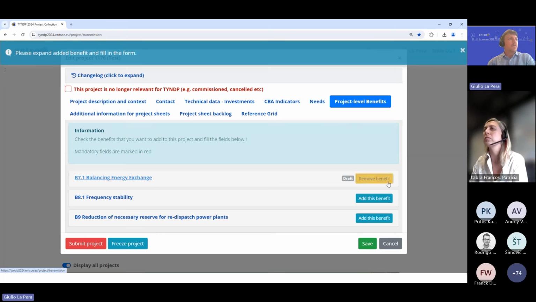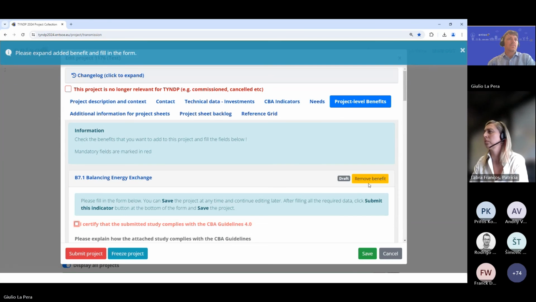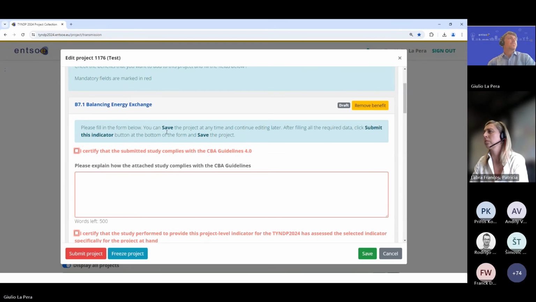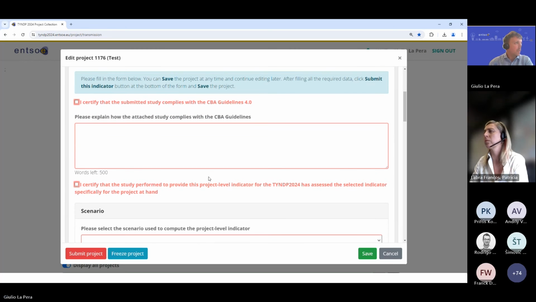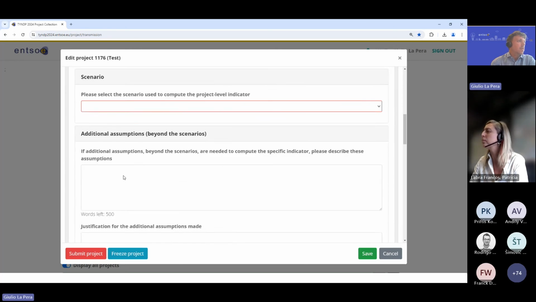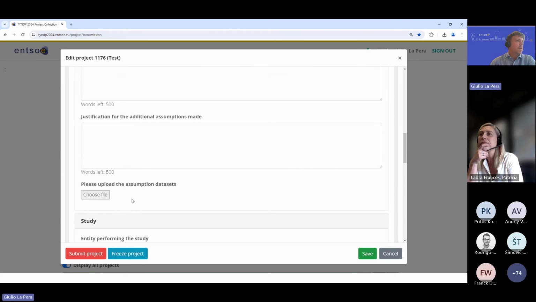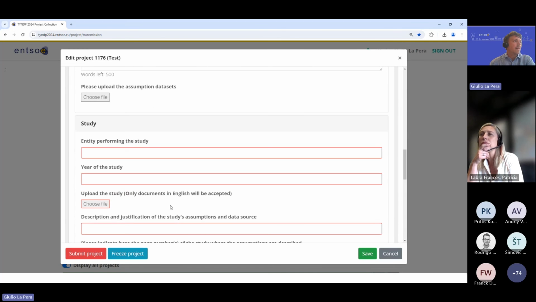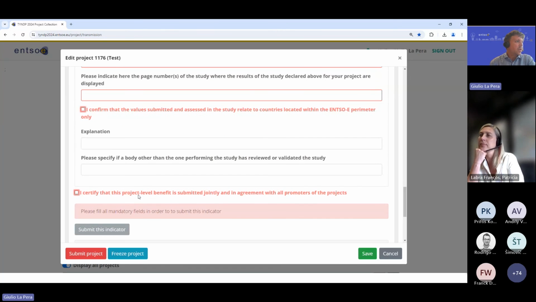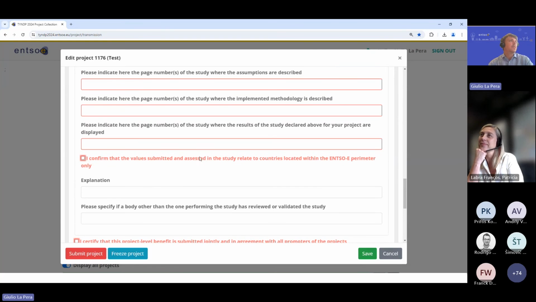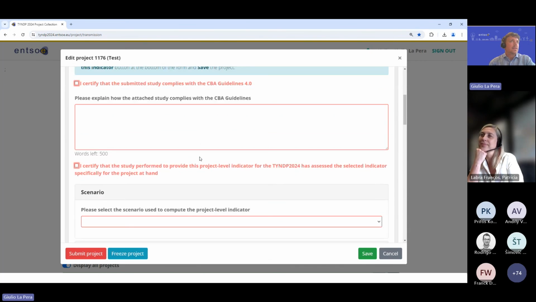By clicking on add this benefit, you can fill in the platform with all the data and information that is needed. And there's one point where you have to upload the assumptions dataset, and you will also have to upload the study, and only documents in English will be accepted. That's pretty straightforward, I think, and then you will click submit this indicator, and then you save, and that's it.